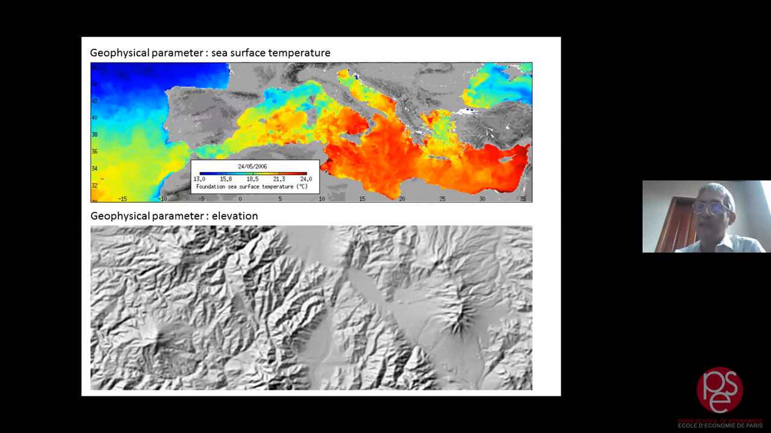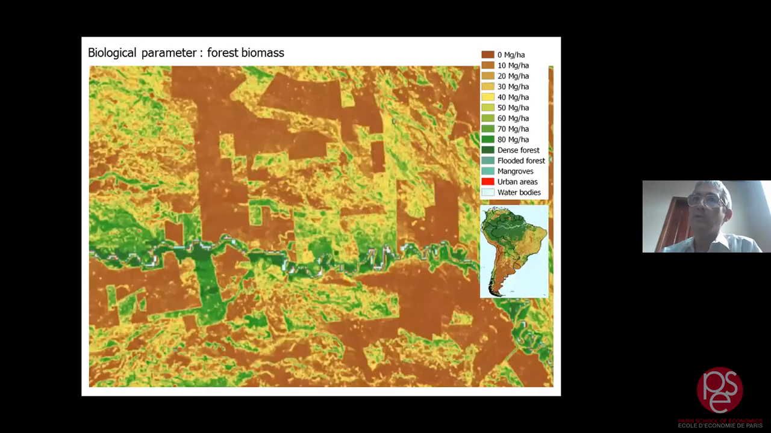The second example is elevation. Different sensors provide information which can be processed to derive elevation. And this is also something which can be established. The method can be calibrated, validated in France, for instance, and applied anywhere in the world. They have their defaults. I'm not saying that they are very accurate, but they are easy to reproduce from one place to another one. In the case of biological parameters, I will show here two or three examples.